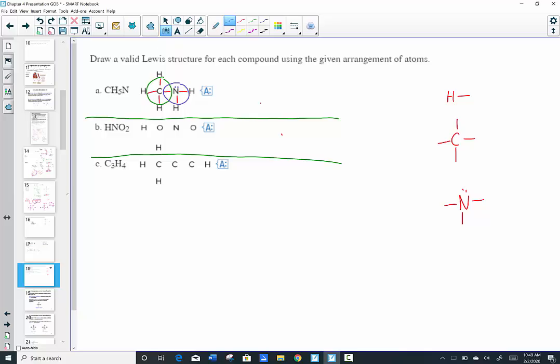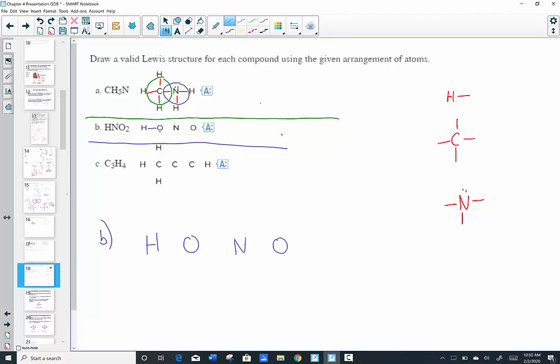Here's HNO2, nitrous acid. I know the first thing I need to do is to connect everybody. Oh, you know what? This makes no sense. I am so sorry. That hydrogen belongs to the compound below. No wonder it didn't make sense. I can't have 3 bonds on an oxygen. Let me redraw.